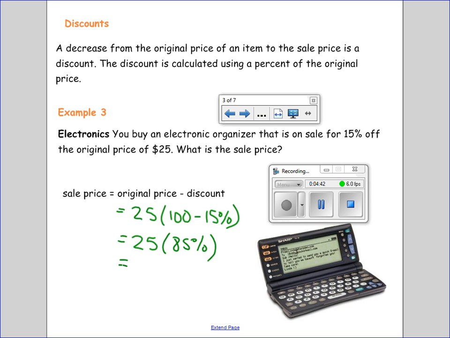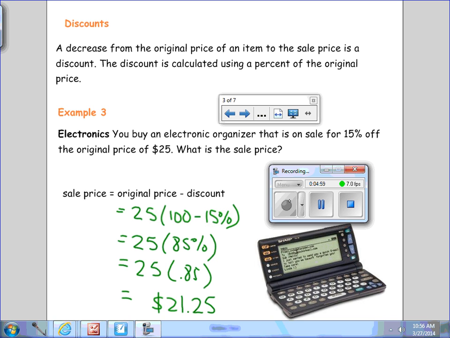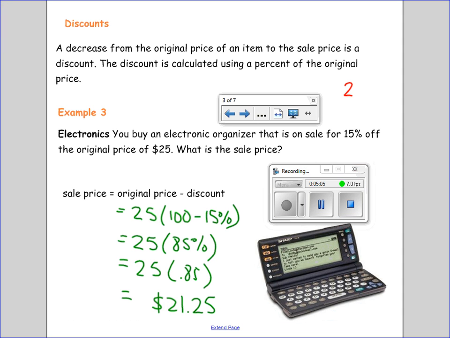Then you're going to multiply 25 times 0.85. And then your final price that you would pay for the organizer is $21.25. Another way you could determine this is what is 15% of 25. So if you wanted to take $25, multiply it times 15%, because that is what your discount is.